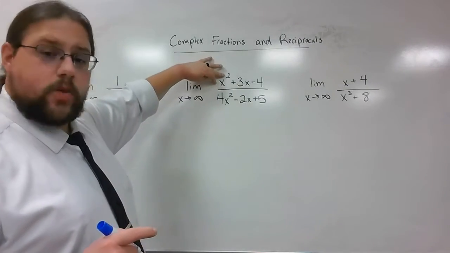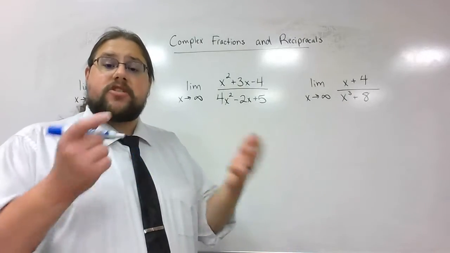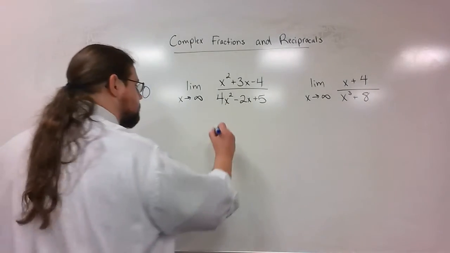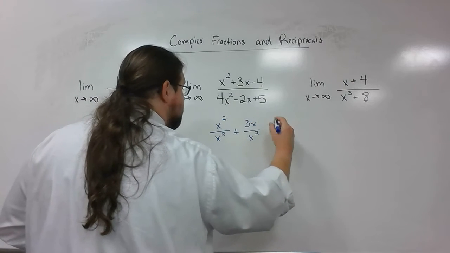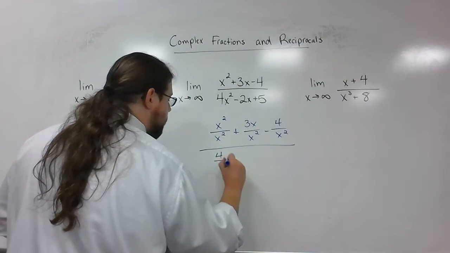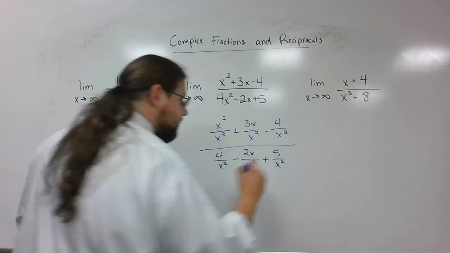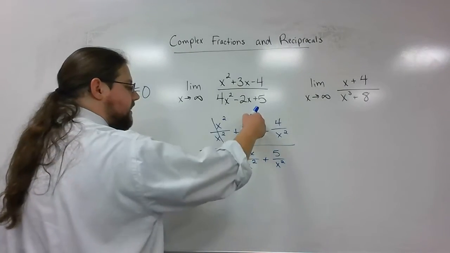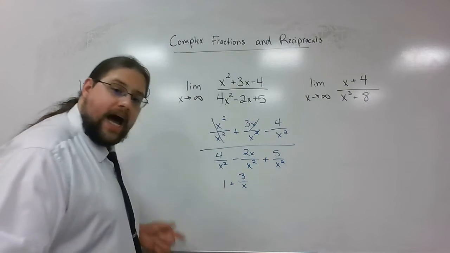So in this case, I've got x squared. That's the biggest on top, and I've got x squared on the bottom. So the biggest exponent I have is x squared. What I'm going to do is literally divide everything by it. So watch what happens. x squared over x squared plus 3x over x squared minus 4 over x squared. That's the top. On the bottom, we're going to have 4 over x squared minus 2x over x squared plus 5 over x squared. Now I'm going to simplify a little bit. x squared over x squared just goes to 1. 3x over x squared gets rid of that x, and it's going to be plus 3 over x on top.